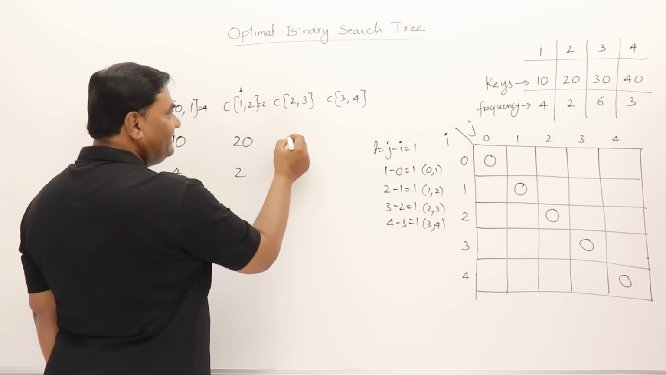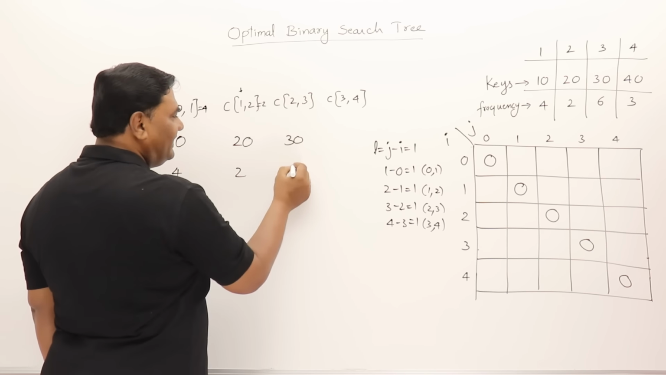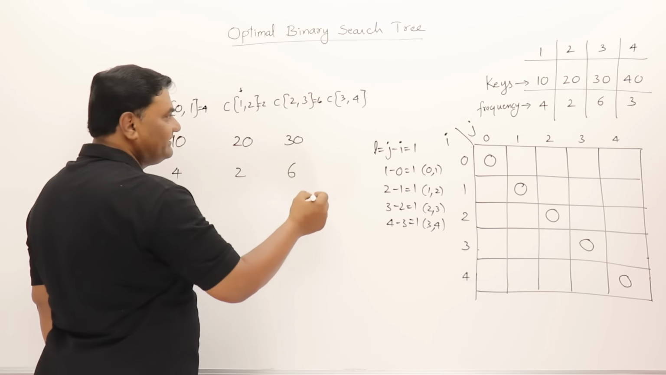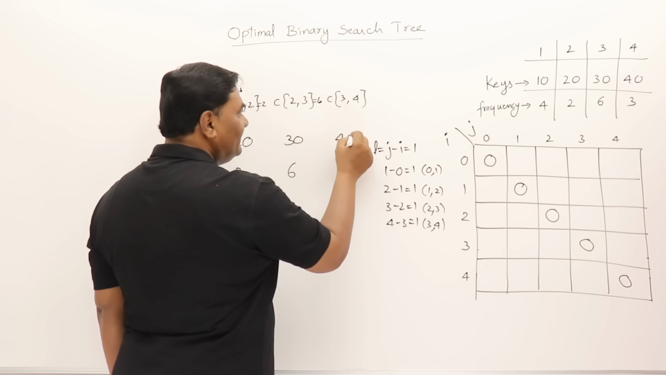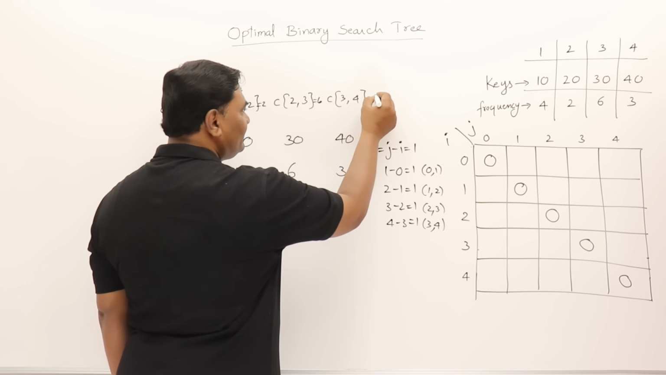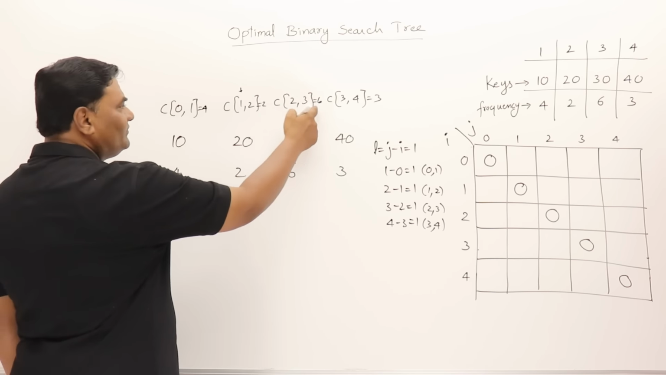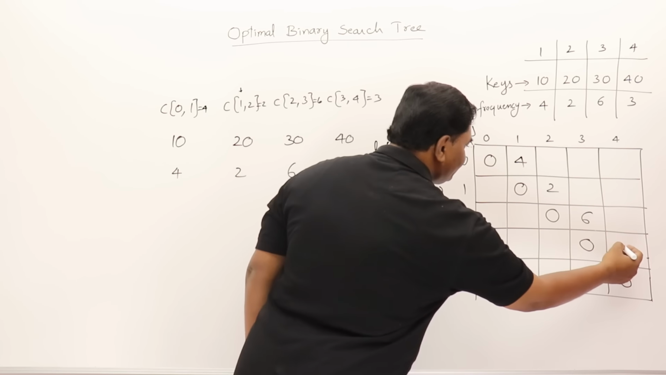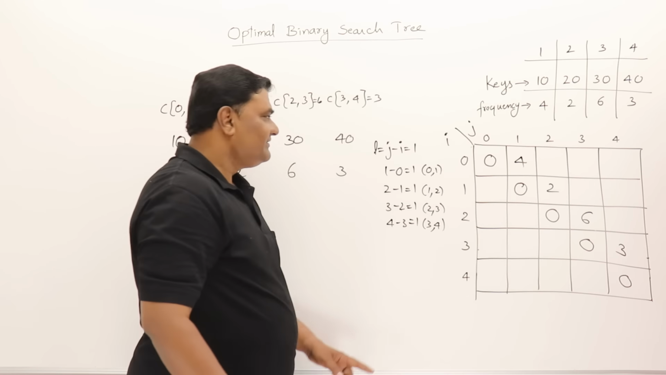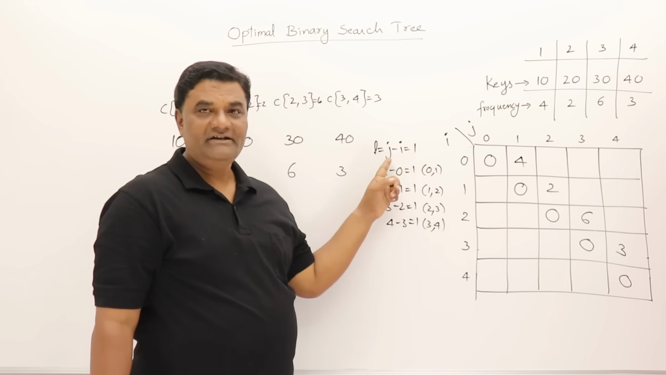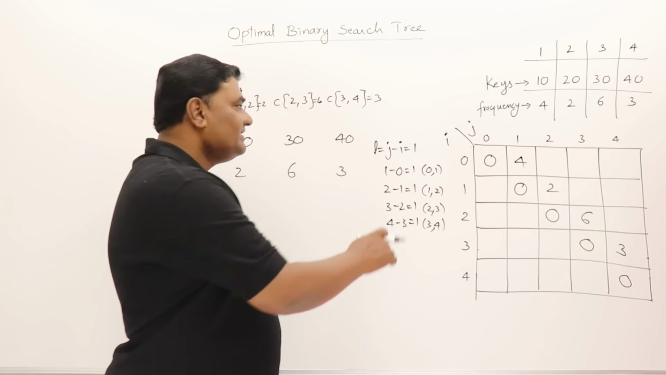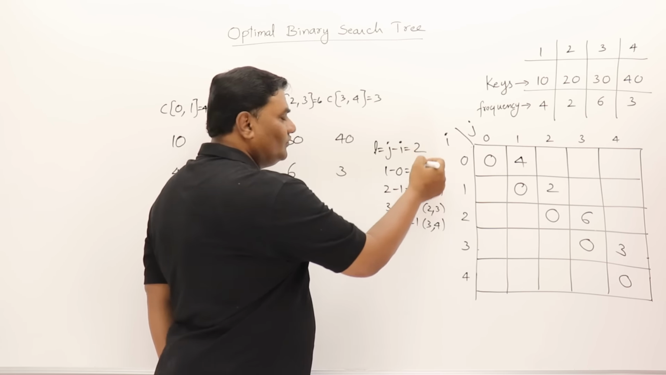And this is the third key. Third key is 30 and its frequency is 6. So the cost is 6. And this is 40 and its frequency is 3. So the cost is 3. So 4, 2, 6, 3. So I got the answers as 4, 2, 6, 3. So I have considered just one node where j minus I equal to 1. Now next we will go for j minus I equal to 2.